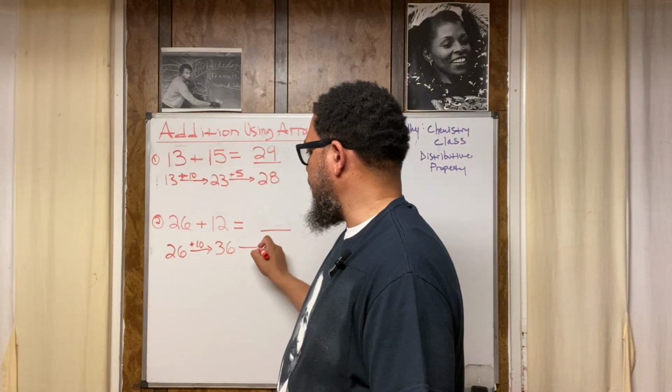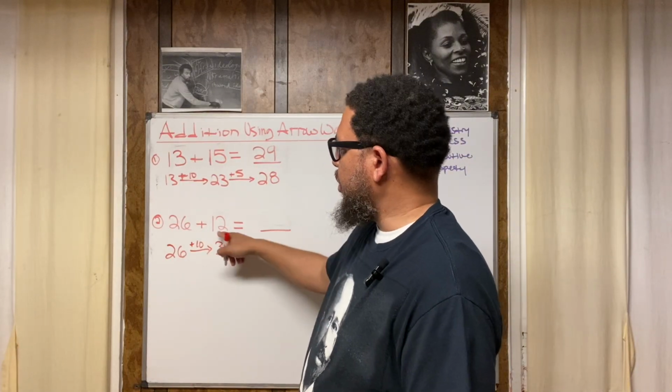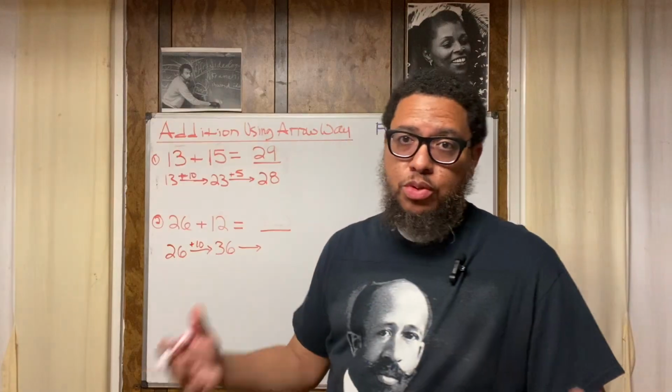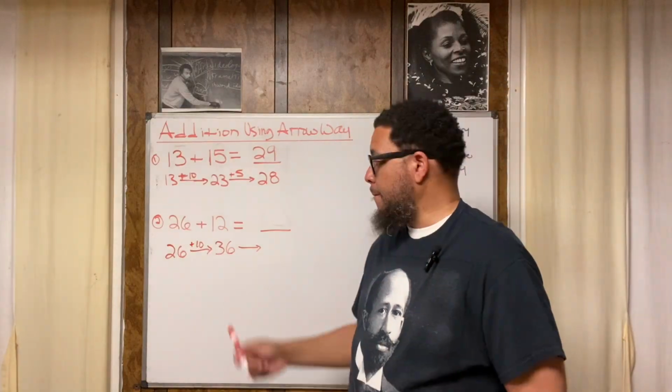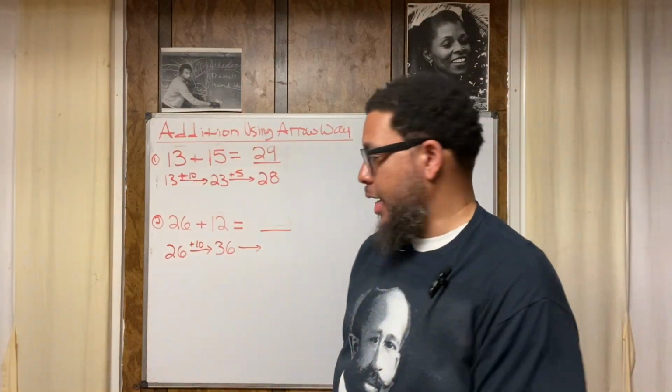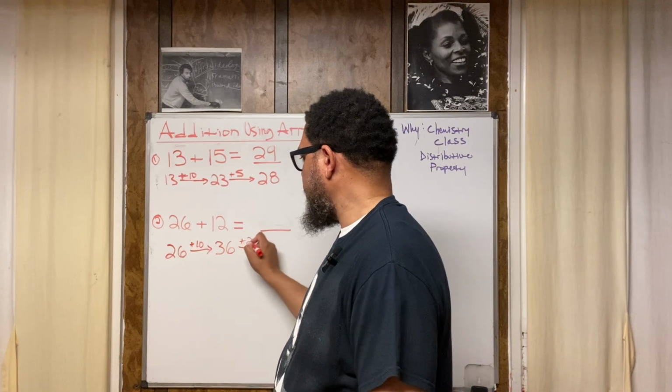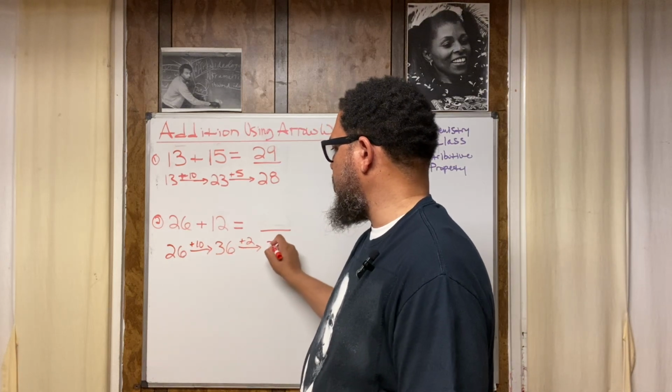All right. Then I draw another arrow. What's going to go above here? The 2, because what's 12? 12 is represented as 10 plus 2. We already added the 10. Now we just got to add the 2. So we're going to do plus 2. What's 36 plus 2? 38.